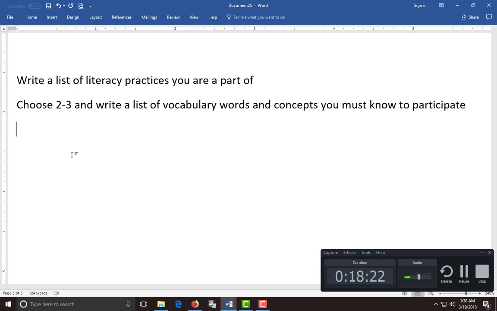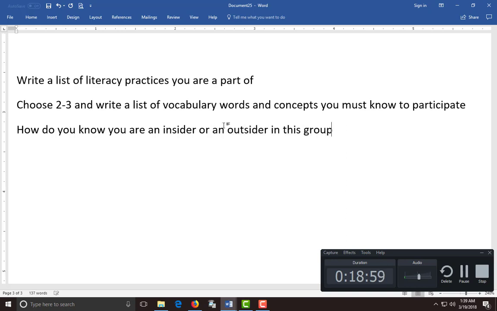You know what the words are that you're a part of, the group that you're a part of. And this group can be as limited as a particular video game that you play, or it could be as wide as a religion that you're a part of. Those are all things that you could do. So write a list of vocabulary words and be as detailed as possible, and ask yourself this question: how do you know you are an insider or an outsider in this group or practice?